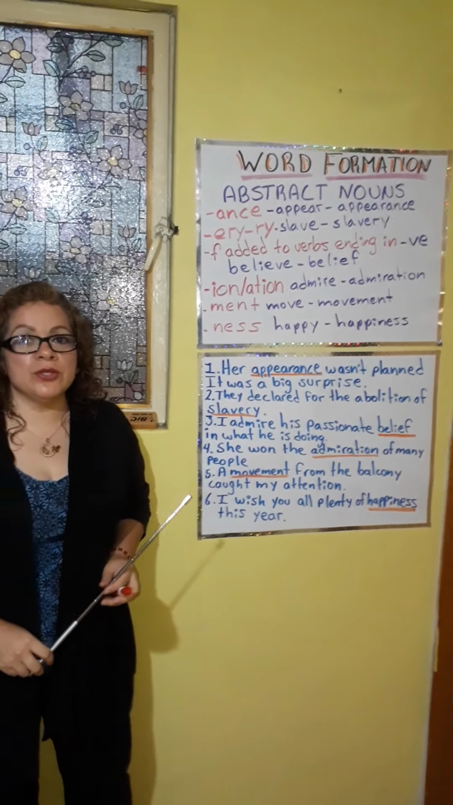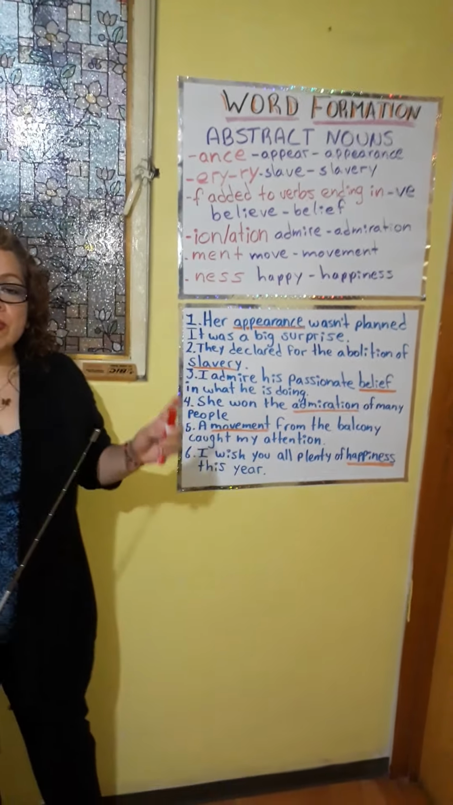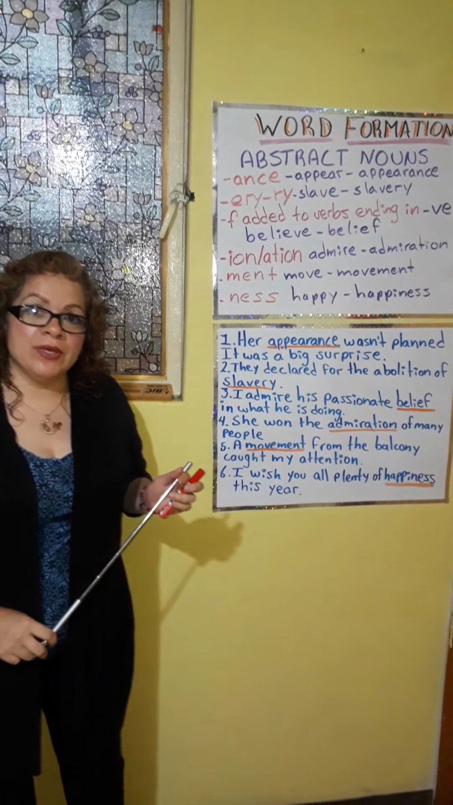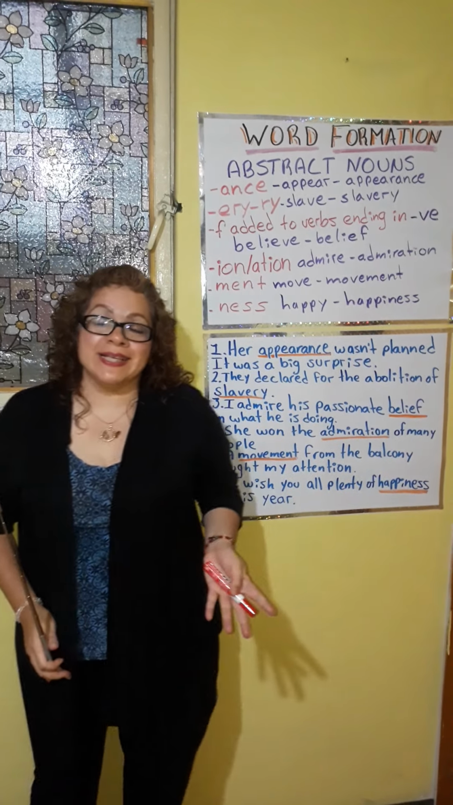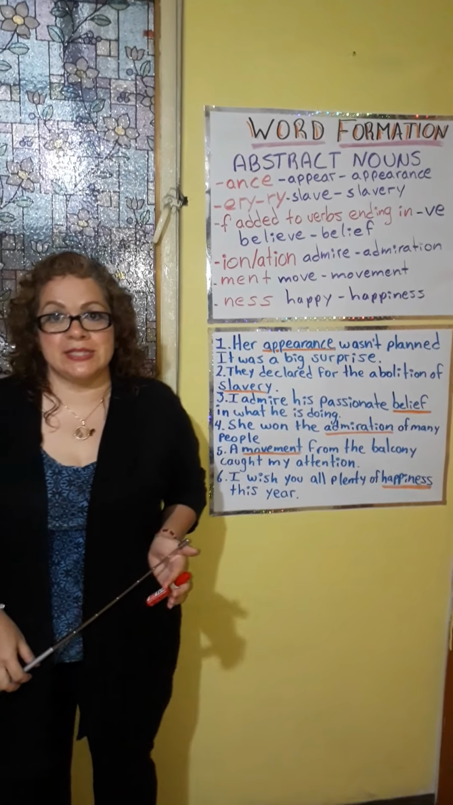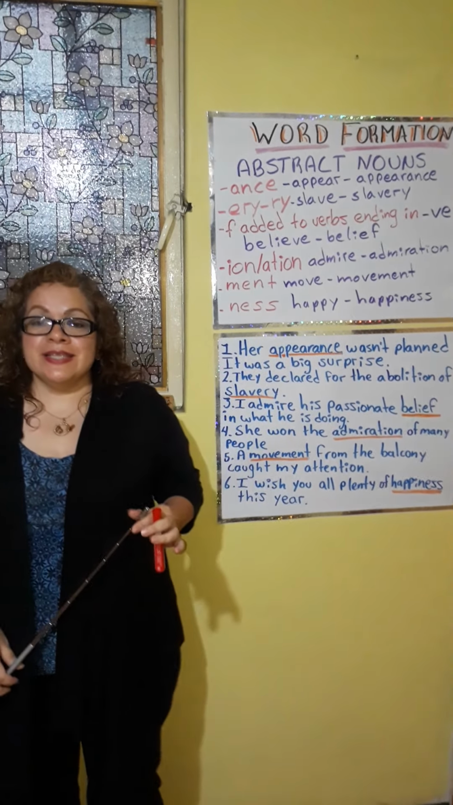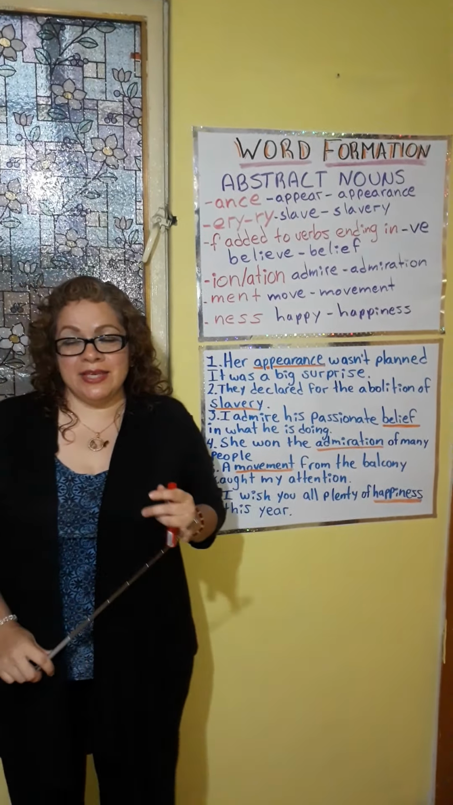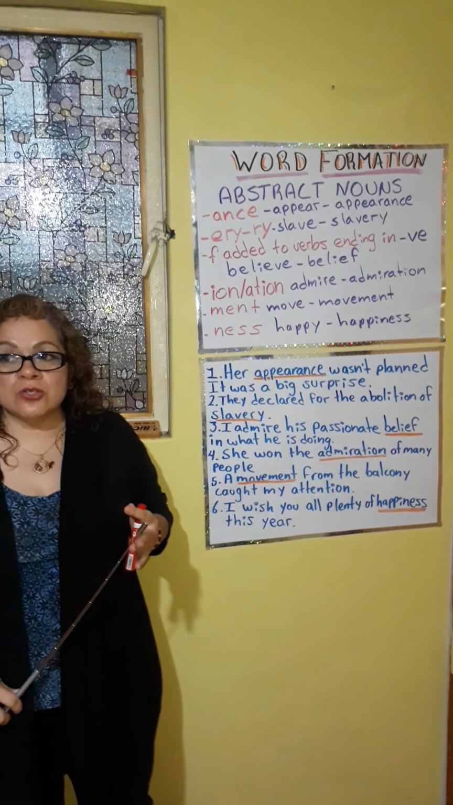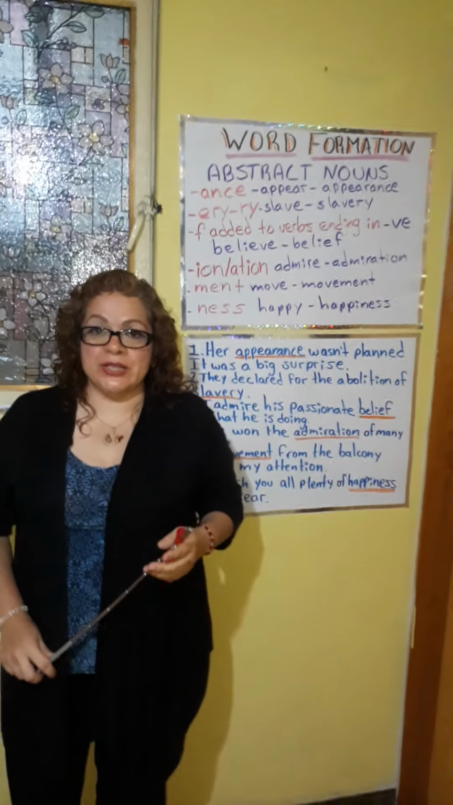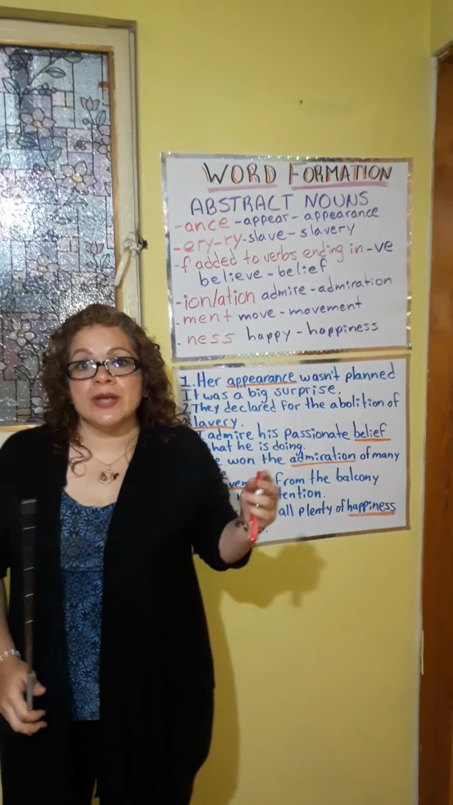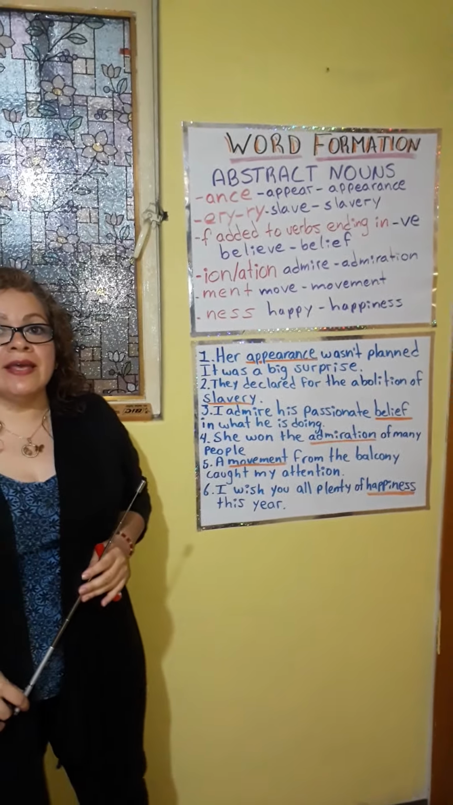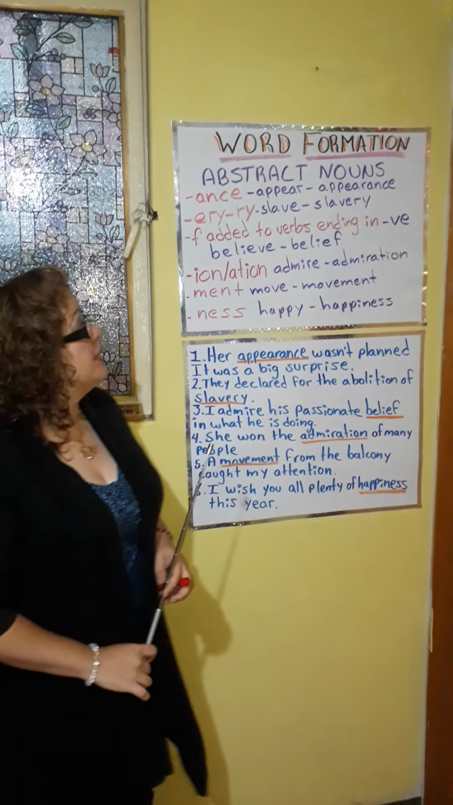Okay, now we are going to continue checking word formation exercises, to create abstract nouns. First of all, you need to understand what an abstract noun is. An abstract noun is a noun denoting an idea, quality, or state rather than a concrete object. So this is something that you cannot touch, like an idea or a concept. So we are going to create abstract nouns with different suffixes.